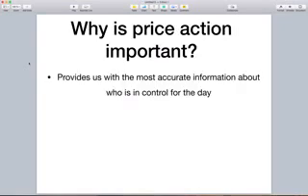So first of all, why is price action important? Well, it provides us with the most accurate information about who is in control for the day. It's going to tell us exactly if we're having buyers in control, are we having indecision in the market, is it the sellers who are in control, are we gathering more liquidity for buyers maybe? Is it going to be more of an up and down market? Are we going to have consolidation? Are we going to have a trending market?